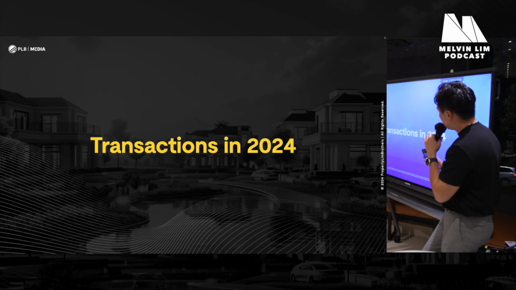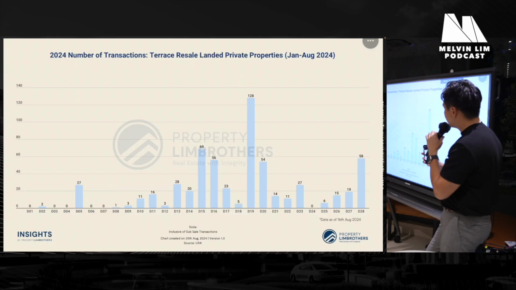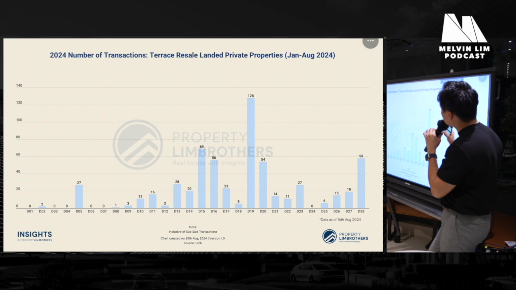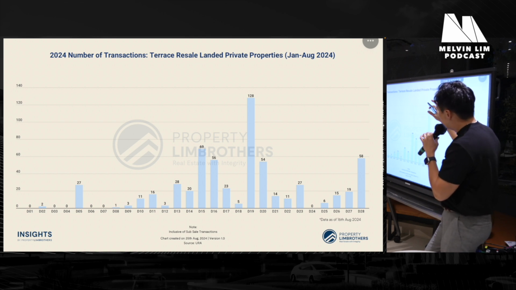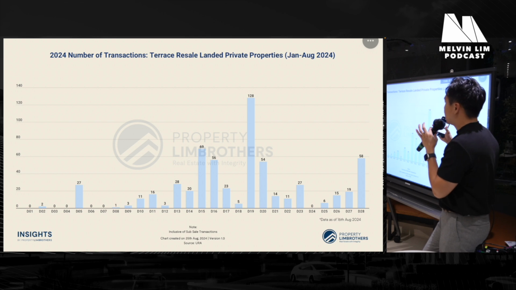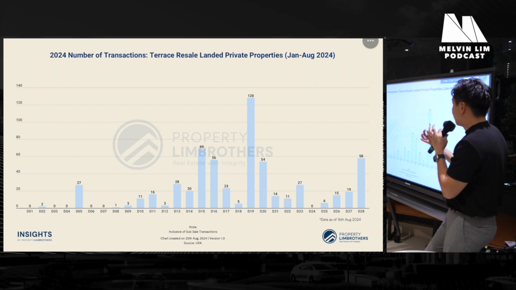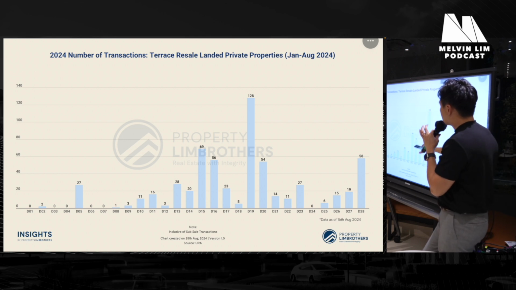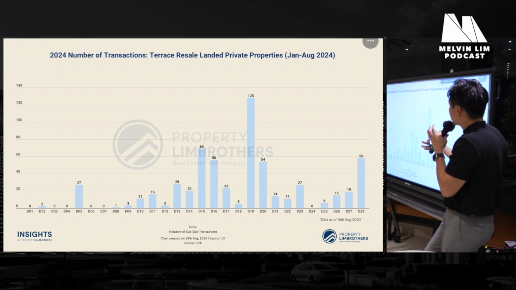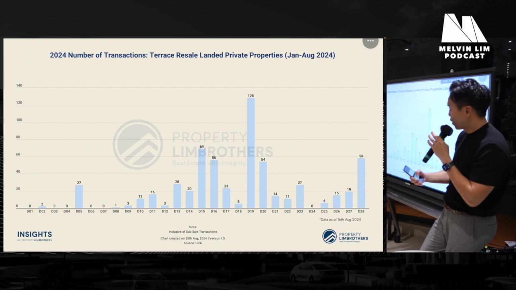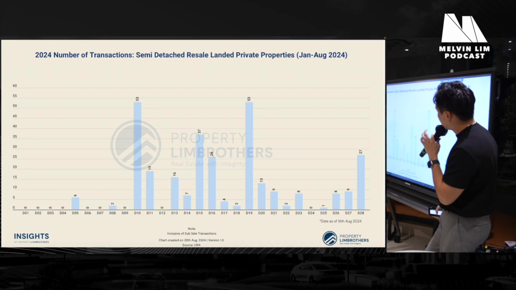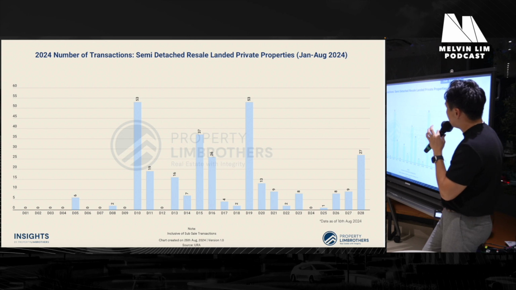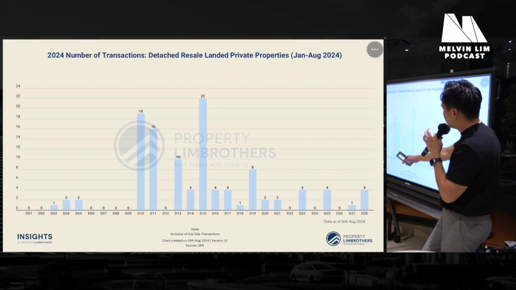Now, let's move on to transactions that happened in the first 8 months of this year. So basically, January to August, in terms of transaction volume, it will go naturally to enclaves that have the biggest type of landed home. For example, D19, there are a lot of inter-terraces transacted because, in the first place, there are a lot of inter-terraces there, all right? Semi-Ds, D10 tops the chart, about 53 transactions in the first 8 months. Detached, D10 is about 19.